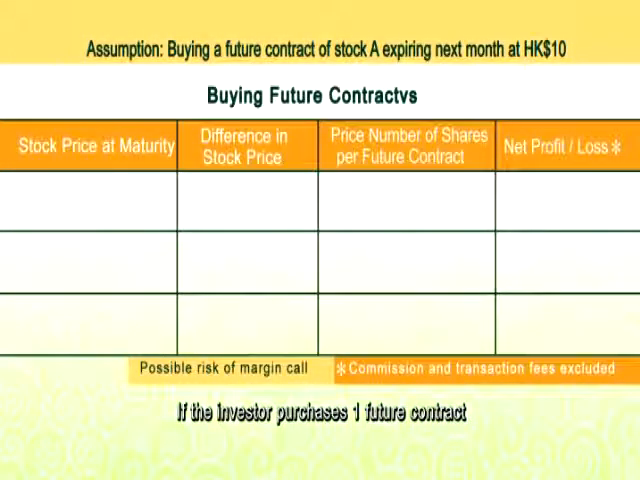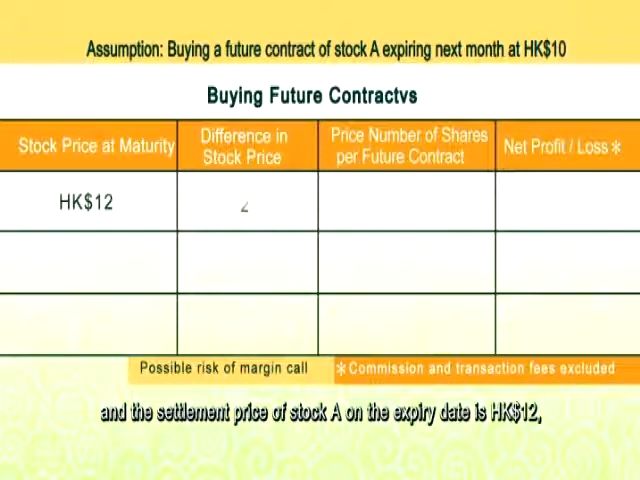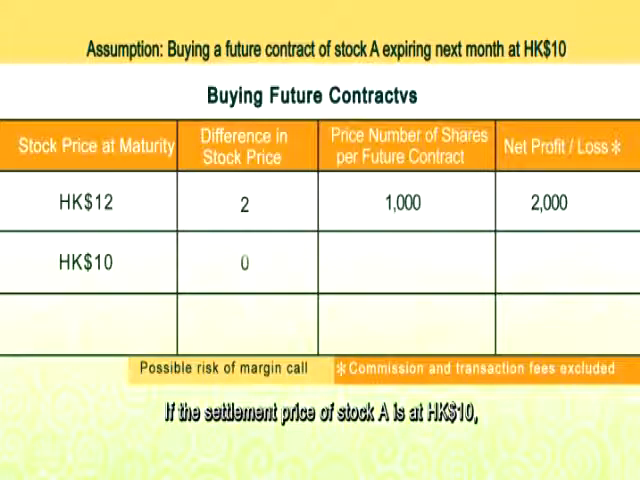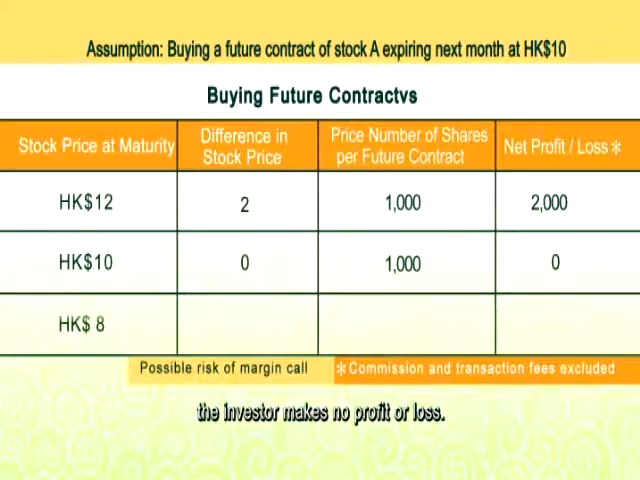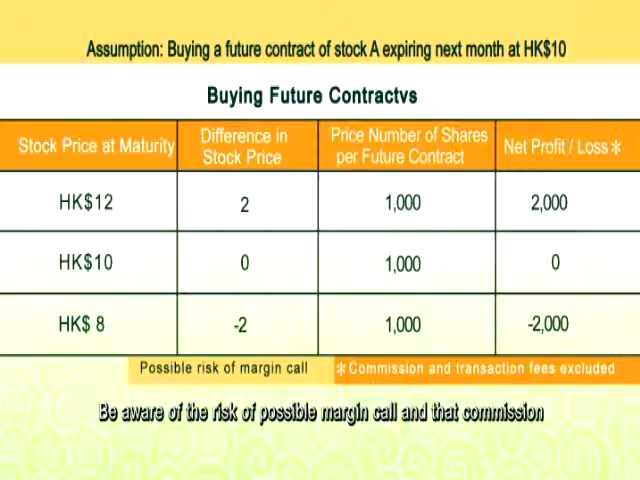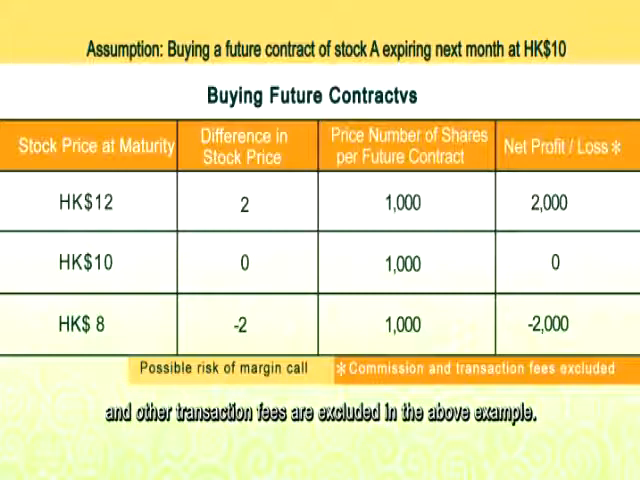If the investor purchases one future contract and the settlement price of stock A on the expiry date is 12 Hong Kong dollars, the investor will gain 2,000 Hong Kong dollars. If the settlement price of stock A is at 10 Hong Kong dollars, the investor makes no profit or loss. If the settlement price of stock A is 8 Hong Kong dollars, the investor will suffer a loss of 2,000 Hong Kong dollars. Be aware of the risk of possible margin call and that commission and other transaction fees are excluded in the above example.